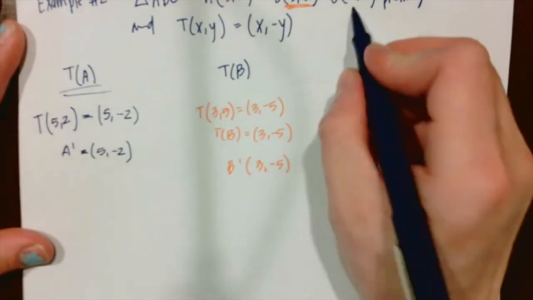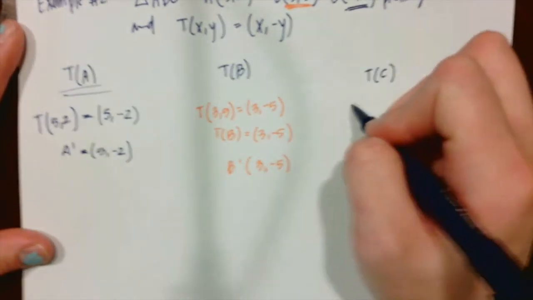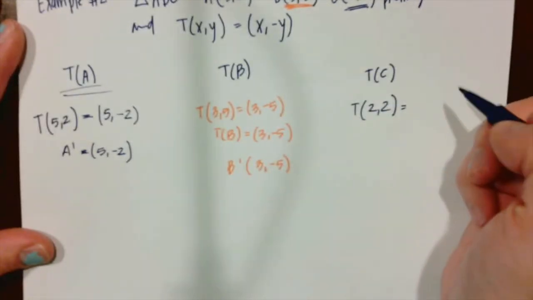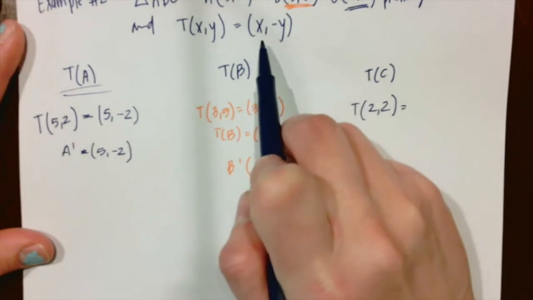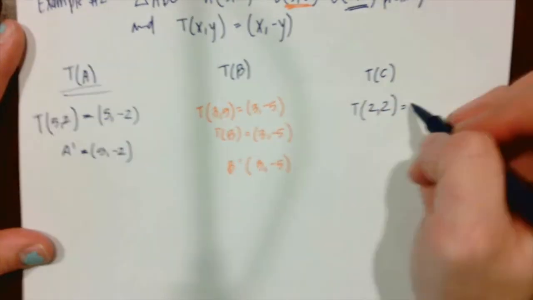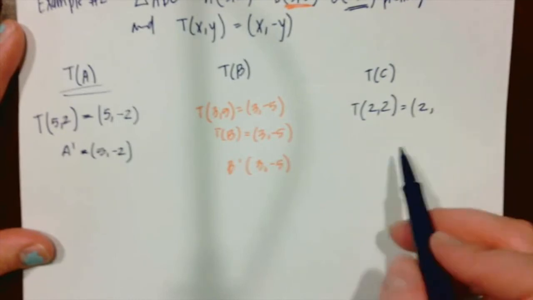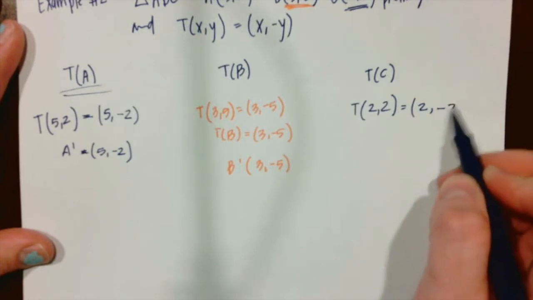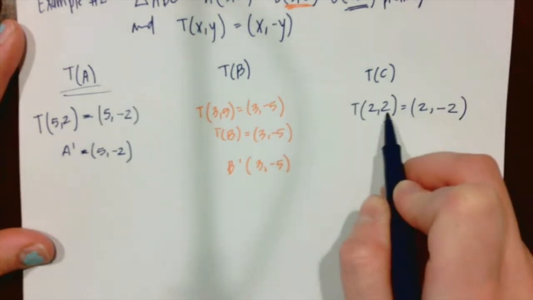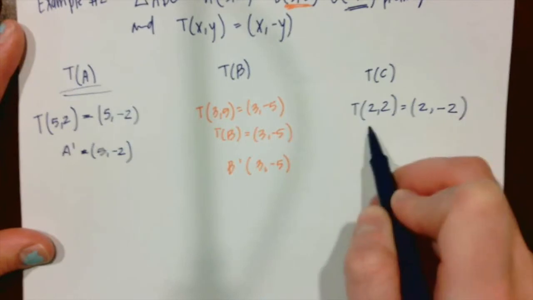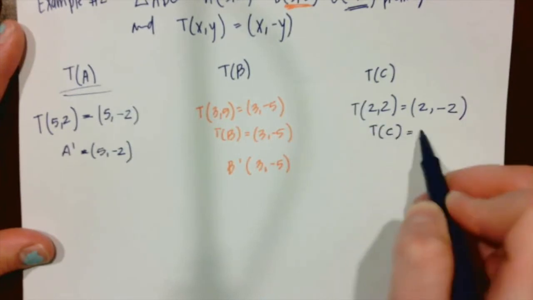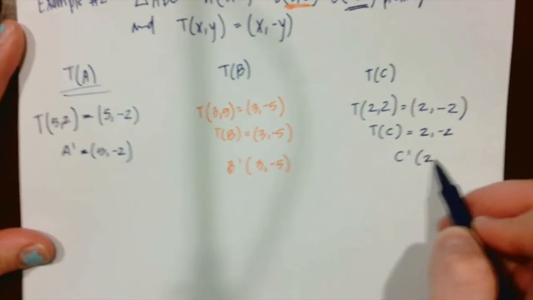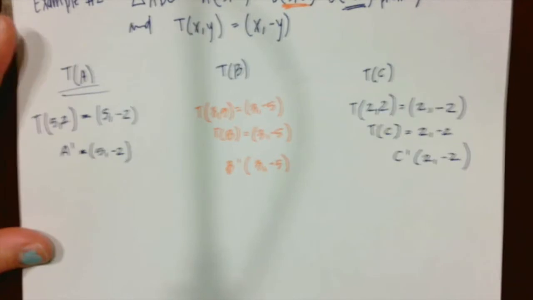And finally, we have t of c. Well, c was at the coordinate 2, 2. So I do t of 2, 2 equals, and the transformation we are told, once again, is x, negative y. So we have our x value, which is 2, we bring the negative, and then our y value was 2. 2, 2 became 2, negative 2. So t of c equals 2, negative 2, or we can just say that C prime is at 2, negative 2.